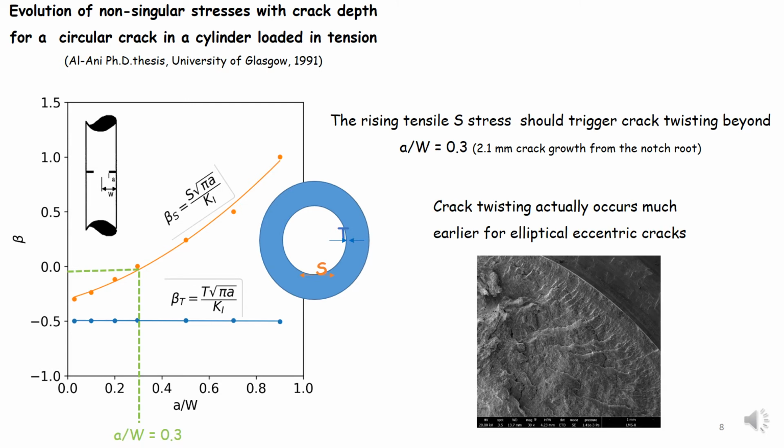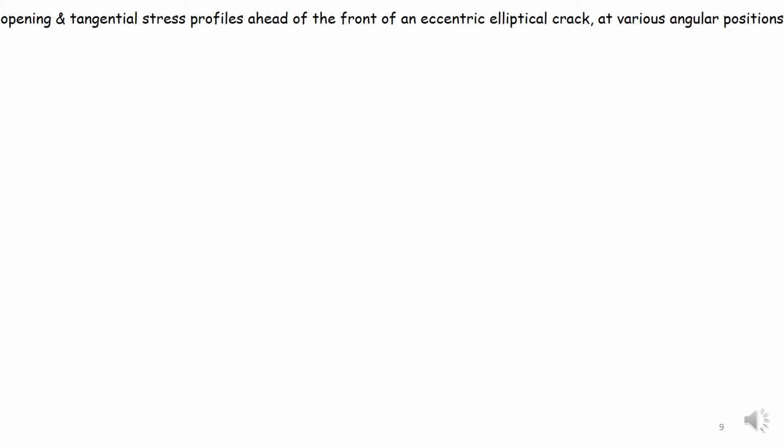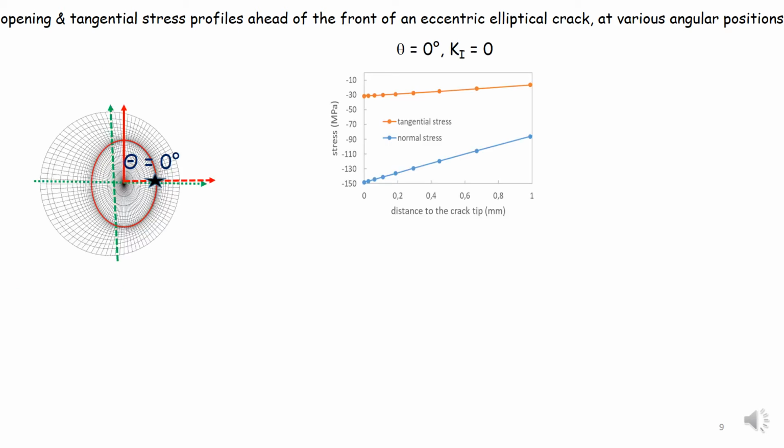However, SEM observations show that crack twisting occurs much earlier for elliptical and eccentric cracks. So, to analyze this phenomenon, the opening and tangential stress profiles ahead of the front of an eccentric elliptical crack were computed numerically at various angular positions. At theta equal to 0, where bending-induced compression reduces K1 to 0, both the axial stress sigma zz and the tangential stress are negative, so that no crack growth can occur.